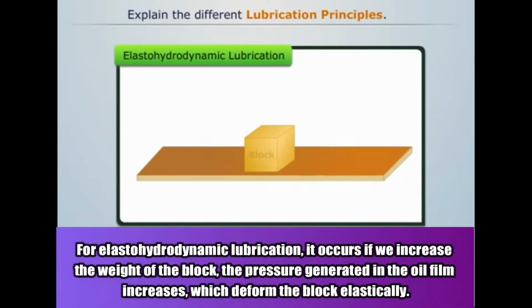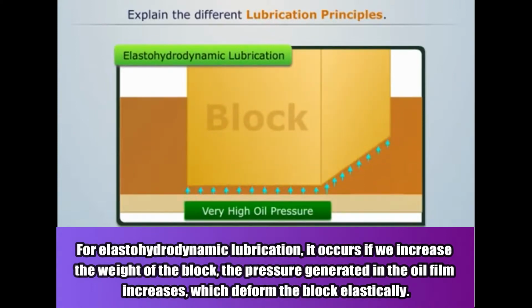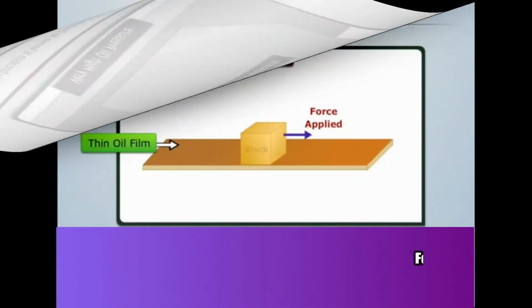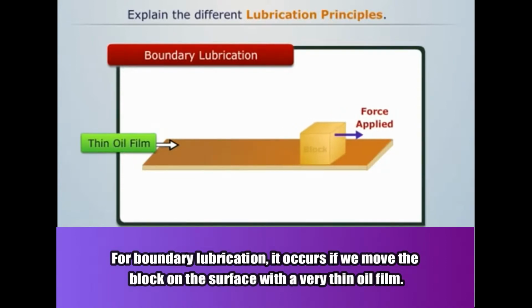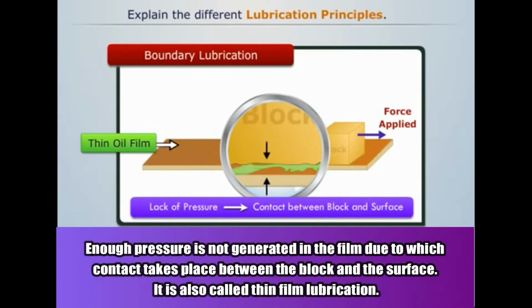Elastohydrodynamic lubrication occurs if we increase the weight of the block. The pressure generated in the oil film increases, which deforms the block elastically. Boundary lubrication occurs if we move the block on the surface with a very thin oil film. Enough pressure is not generated in the film, due to which contact takes place between the block and the surface. This is also called thin film lubrication.